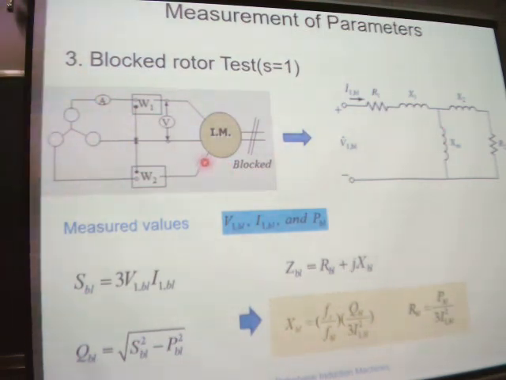We just increase it from 0 until we get the rated current, and then we stop. In this situation, we should be careful not to apply high voltage.